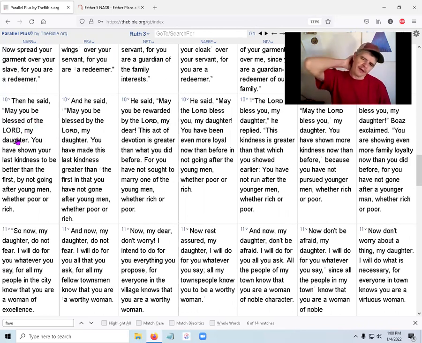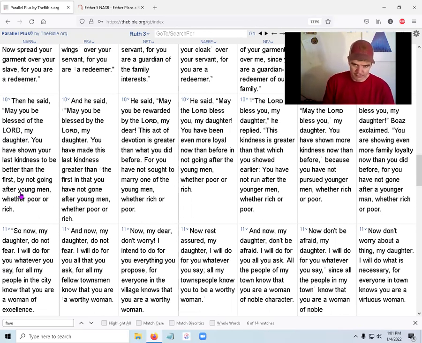Now he's already told her that, right? He's already said, blessed be you. Okay? You have shown your last kindness to be better than your first. What was the first kindness? Kindness to her mother-in-law. Boaz in chapter 2 was like, "I know of all the good things you've done for your mother-in-law, but here, you've shown your last kindness to be better than the first." What's the last kindness? By not going after young men, whether poor or rich. So he's saying, wait a minute. The kindness of you coming to an old man, me, instead of a young man to be redeemed.